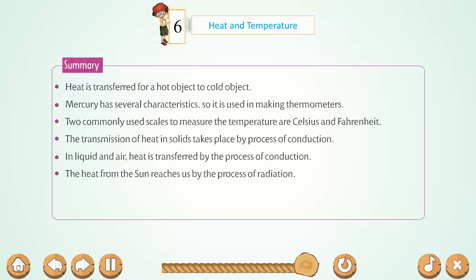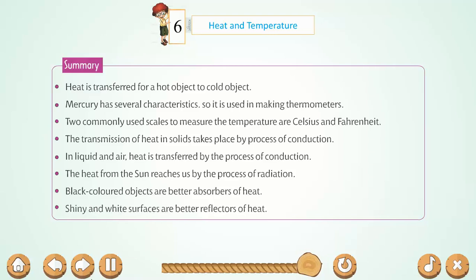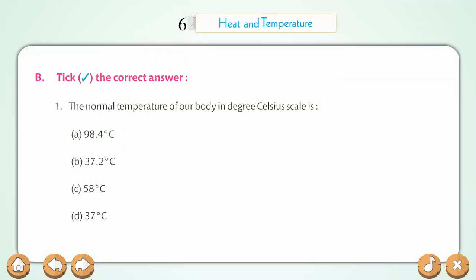The heat from the sun reaches us by the process of radiation. Black-colored objects are better absorbers of heat. Shiny and white surfaces are better reflectors of heat. Take the correct answer.